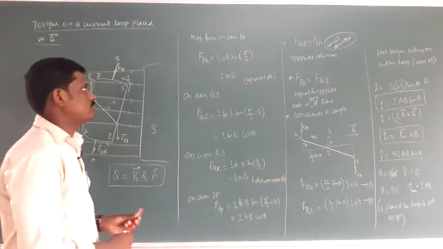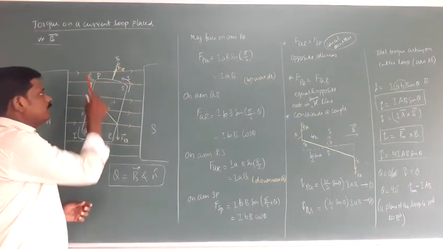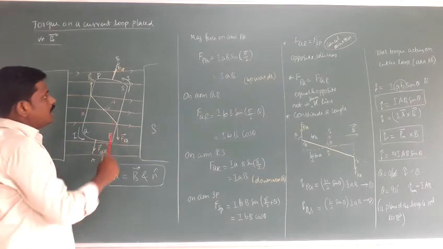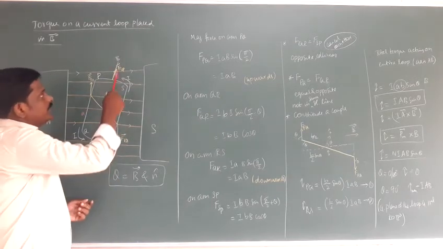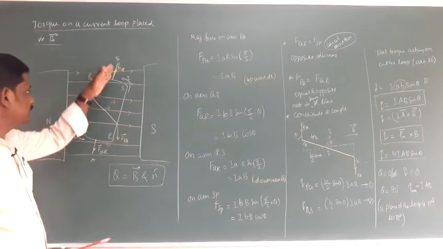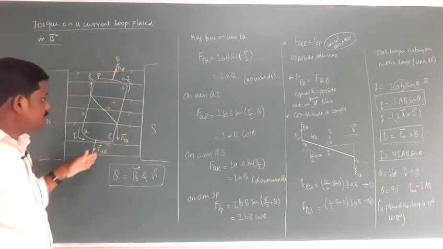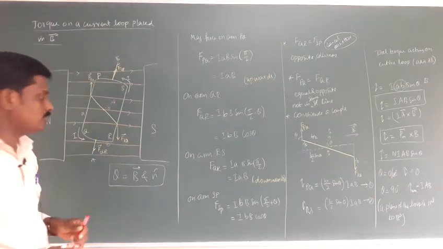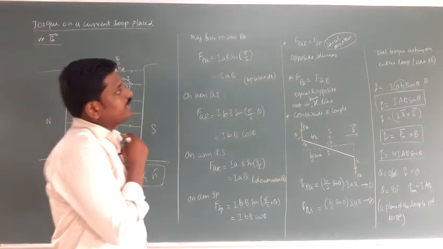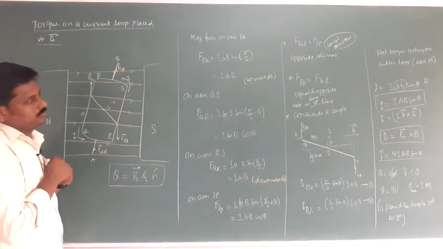The magnetic force along PQ is in the upward direction, and along RS it is in the downward direction. But F QR and F SP are along the same line of action. Both forces are opposite and equal, in the same straight line. So F QR and F SP cancel each other because they are collinear.